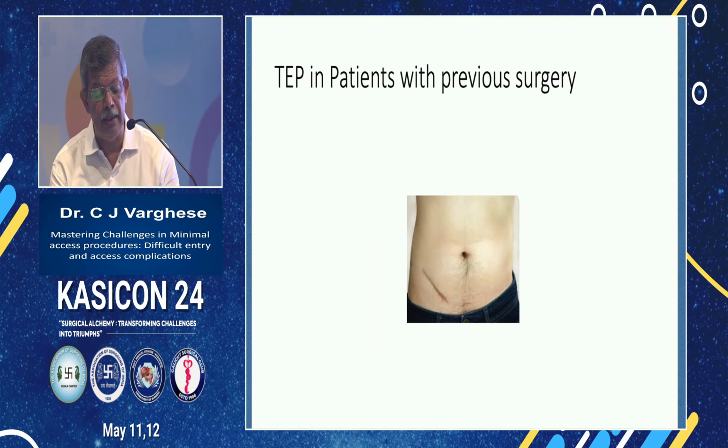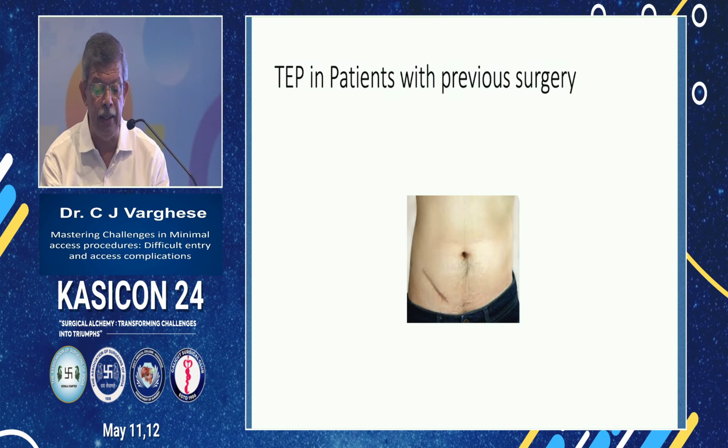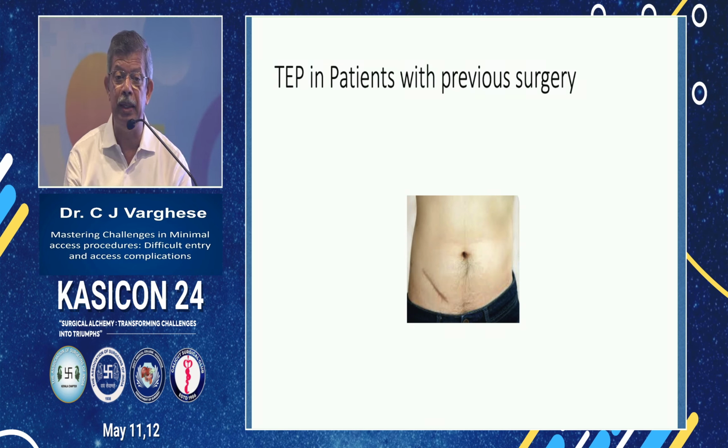And here is another appendicectomy scar, and the patient has to undergo TEP. Still it can be done. You can dissect around this adherent area of the peritoneum, and enough space can be created. And even if you make a hole or defect in the peritoneum, it can be closed.